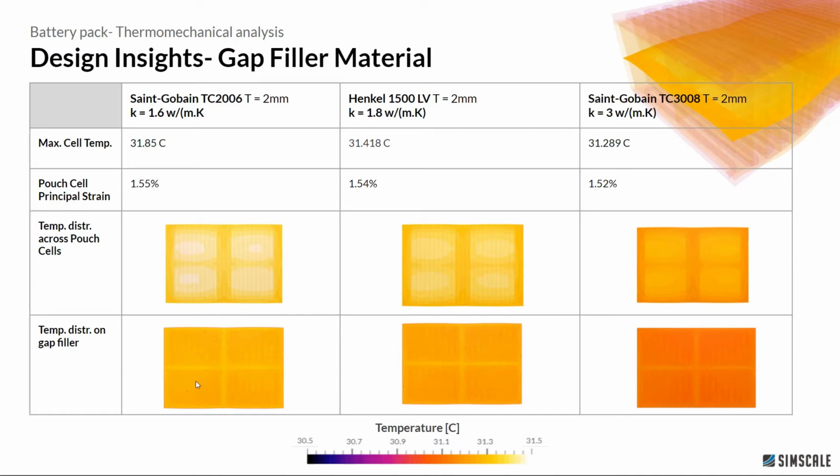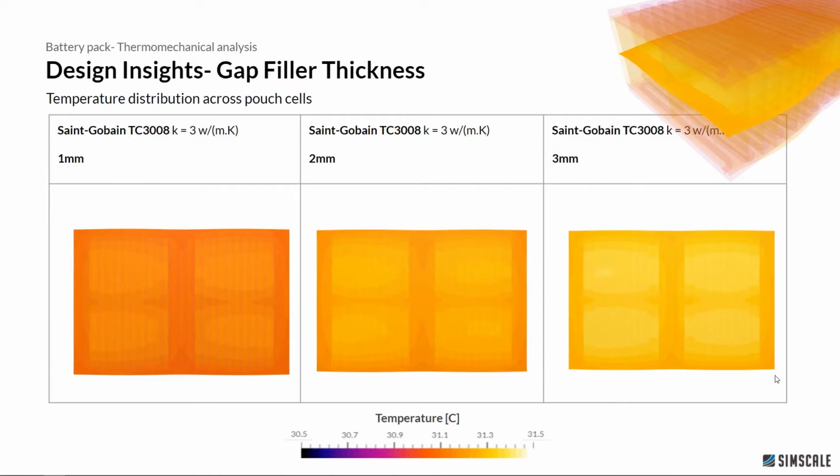I've also done a cutting plane on the gap filler materials themselves, and we see the same distribution or the same trend here. Now, moving on from just the gap filler material selection itself, we can use SimScale to optimize the actual thickness of the material and understand what bearing the gap filler material thickness has on the actual temperature distributions and thus the mechanical thermal strains within the system.